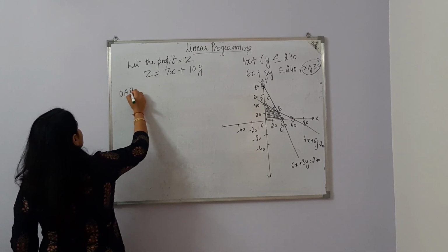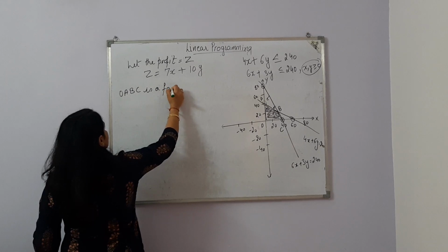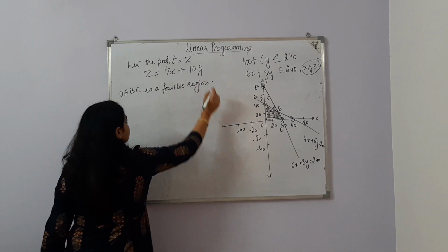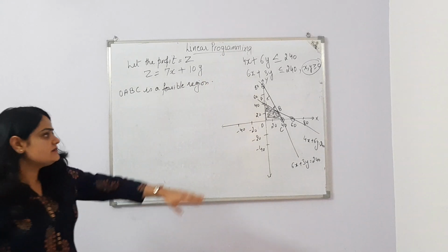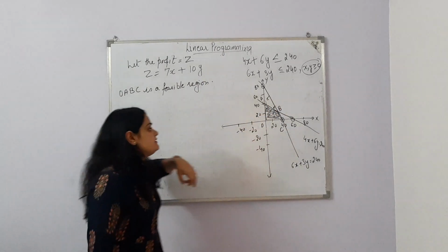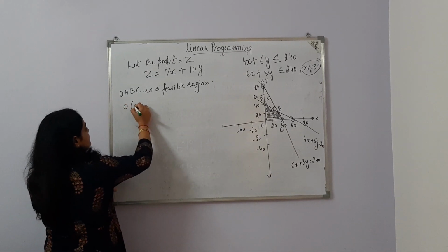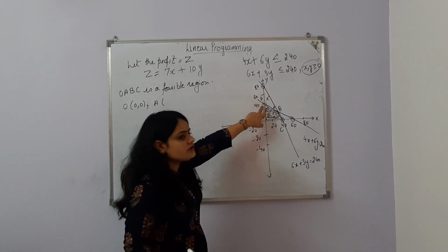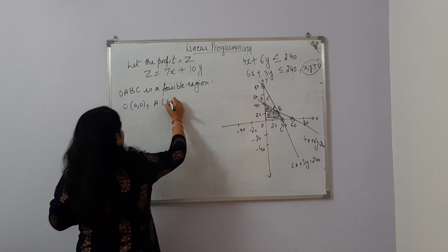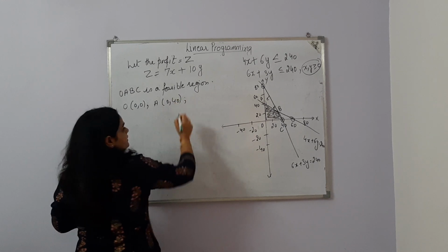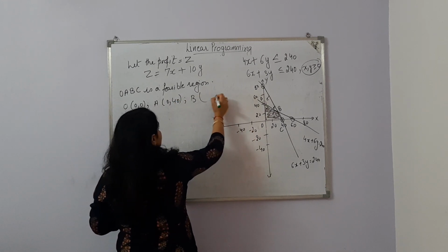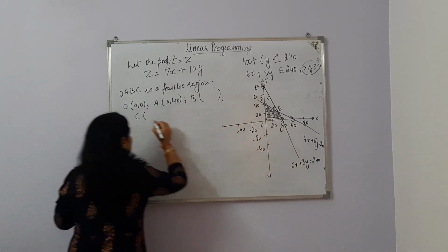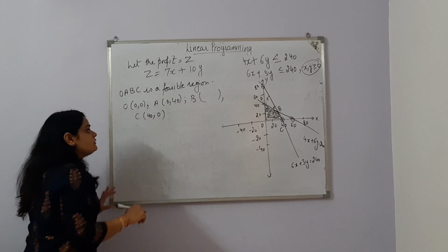O, A, B, C is a feasible region and it is bounded. You can see that it is closed from all sides. Now, O is the point 0, 0. A point is 0 comma 40. B point we need to calculate. And what is C point? C is 40 comma 0. We need to calculate B.